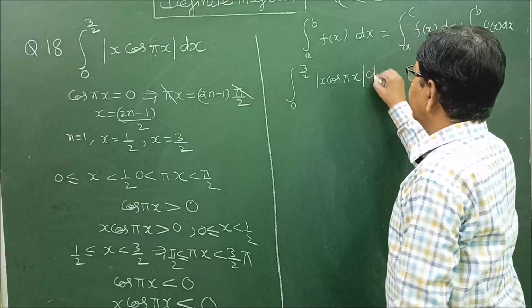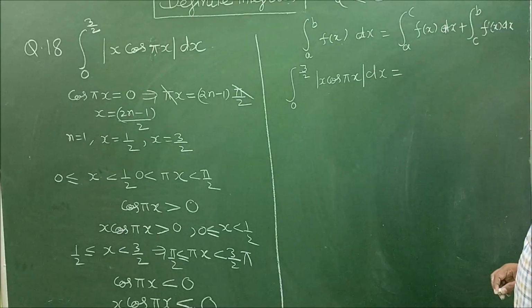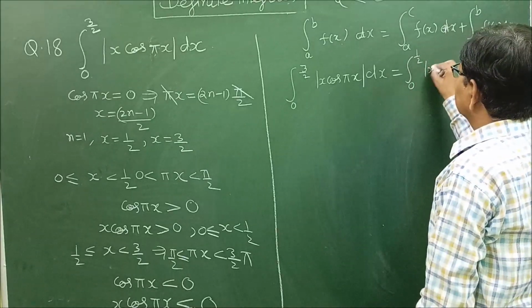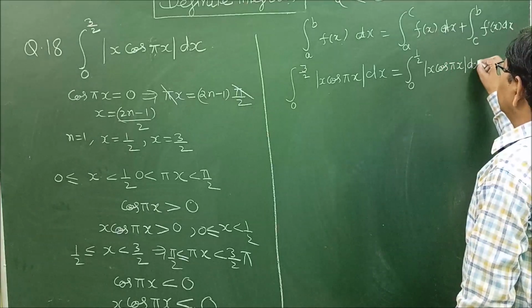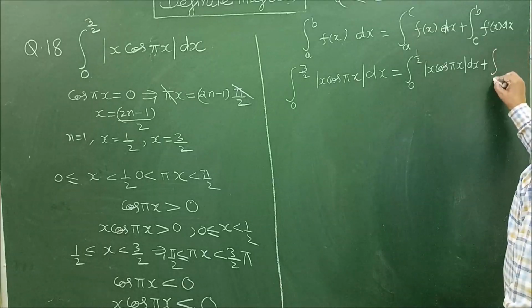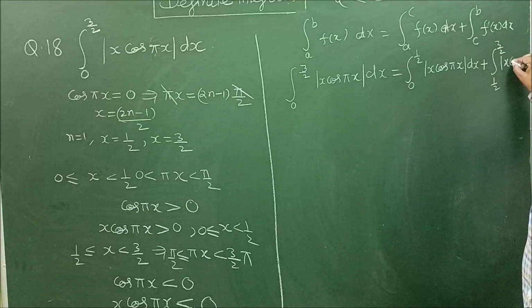x cos pi x dx is equal to integral 0 to 1 by 2 mod x cos pi x dx plus integral 1 by 2 to 3 by 2 mod x cos pi x dx.